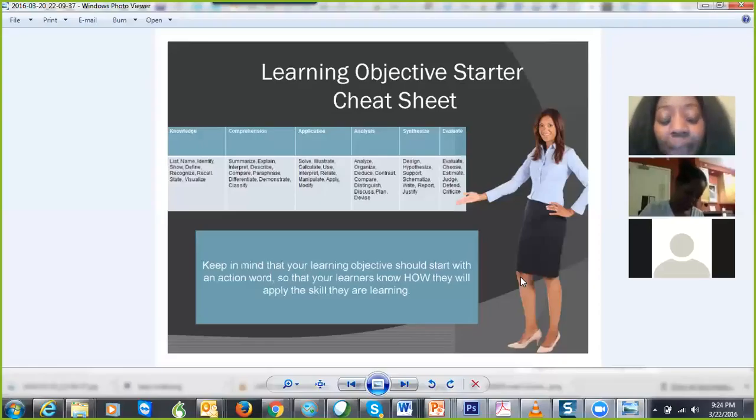How do you show them that they've succeeded? You go back to the learning objective and you say, you were able to summarize, explain, estimate, organize, show, define, visualize, state, whatever you're asking them to do. Got it? Make sense? Boom, bam, pow.